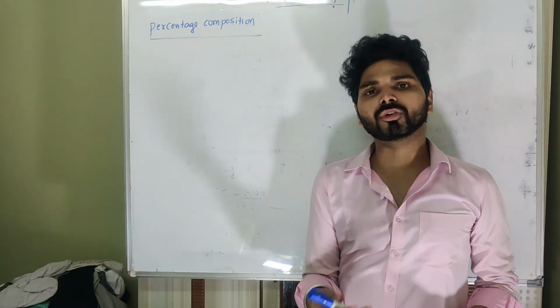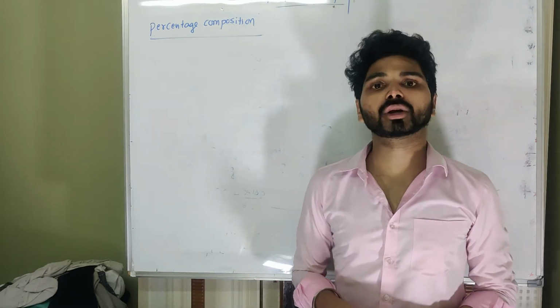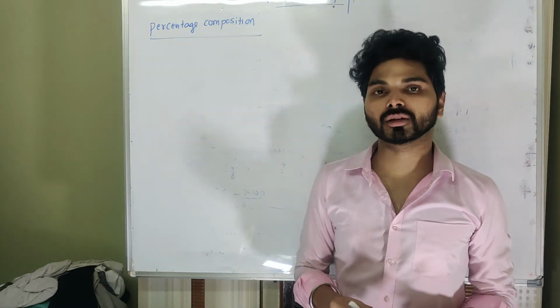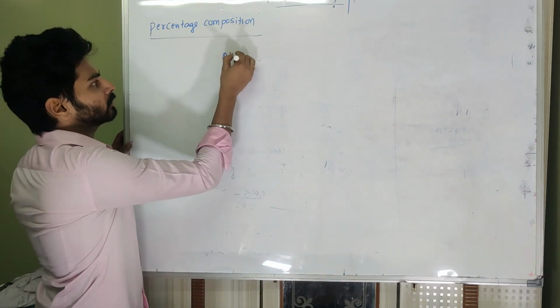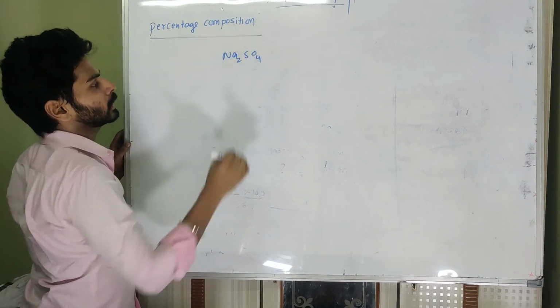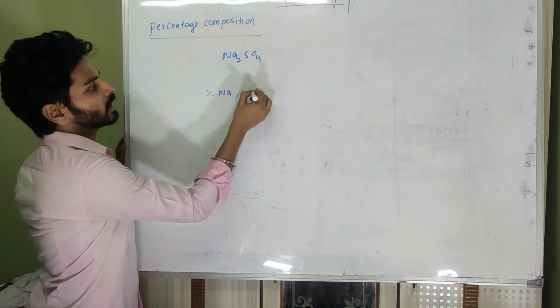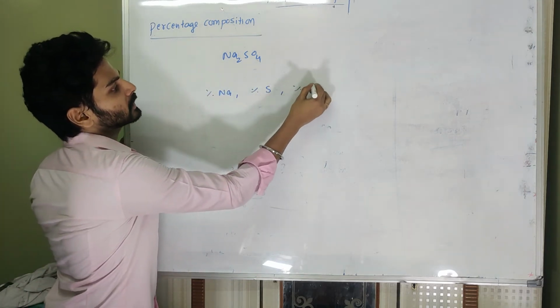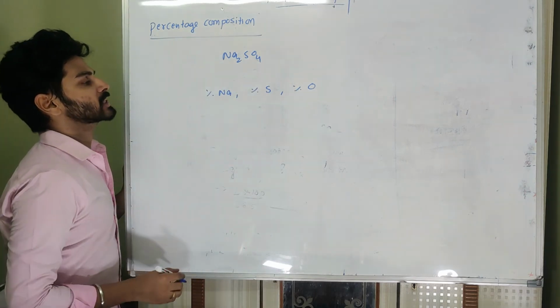Now let us move further to something called percentage composition. Here we are going to calculate the percentage of each individual element in the molecule. Let me take an example, let us say, sodium sulfate. Here we can calculate the percentage of sodium, the percentage of sulfur and the percentage of oxygen separately because there are 3 different elements present.